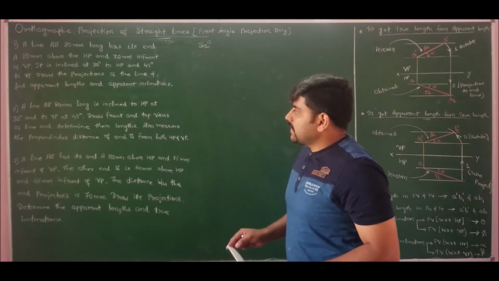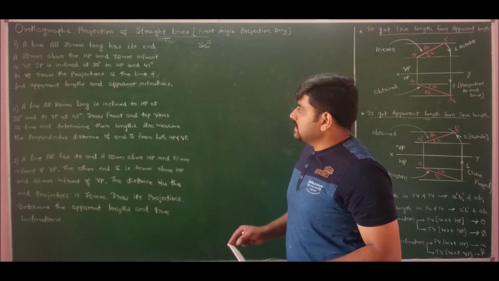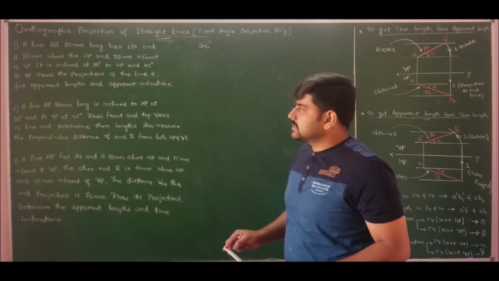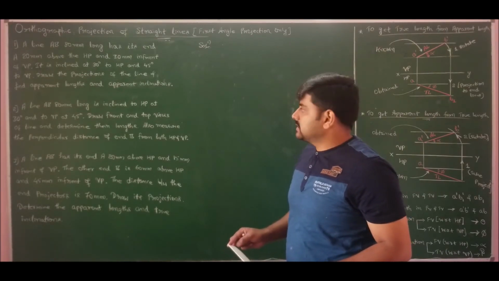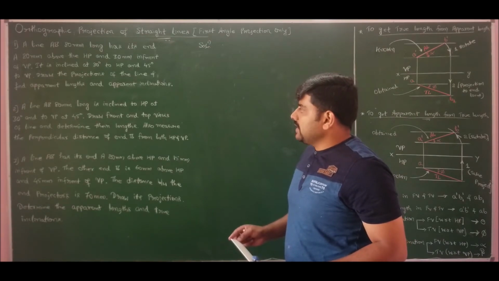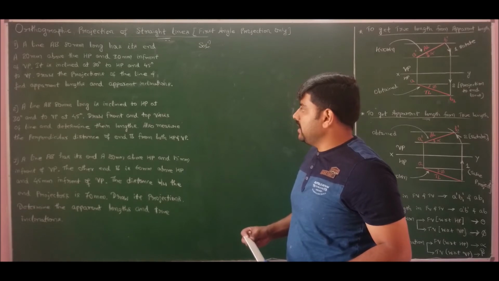Problem number 2 states that a line AB 80 mm long is inclined to HP at 30 degrees and to VP at 45 degrees. Draw the front and top views of the line and determine their lengths. Also measure the perpendicular distance of end B from both HP and VP.